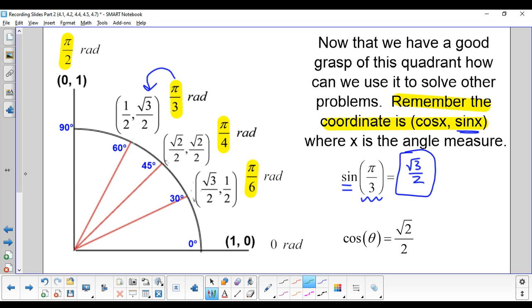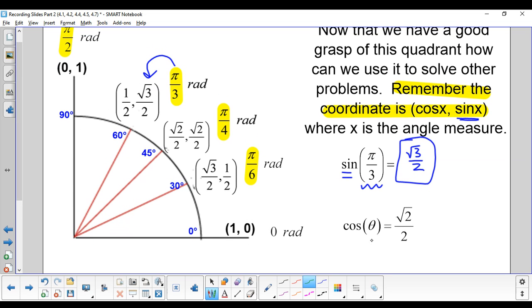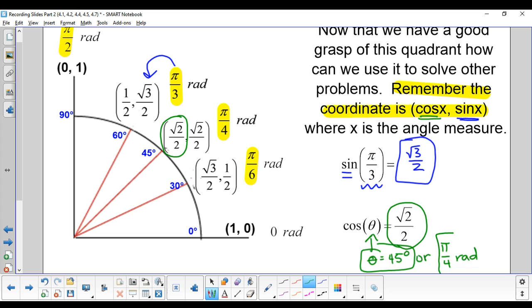In the next example, I'm asking you to tell me what is theta so that when you take cosine of it, you get root 2 over 2 out? Well, the cosine value is the first one. So I'm looking at the first value and I see that we have root 2 over 2 right here. So I would say theta is either 45 degrees, or it could also be stated as pi over 4 radians. Both of these are acceptable answers, and typically we will specify in radians or degrees when we ask you to do a problem like this.